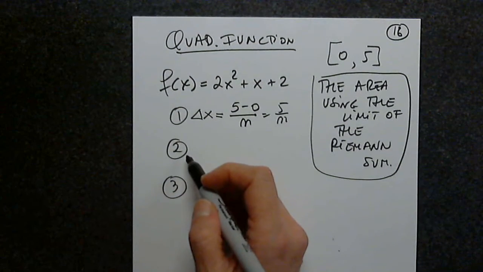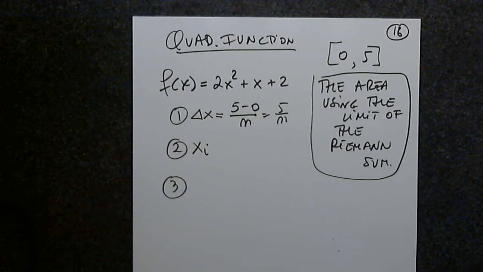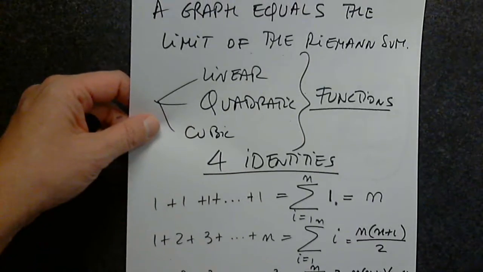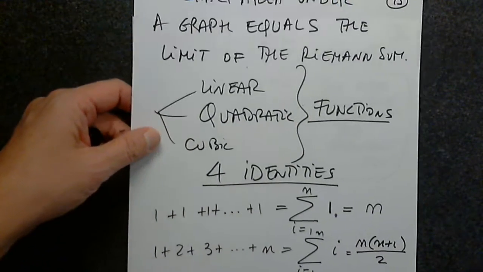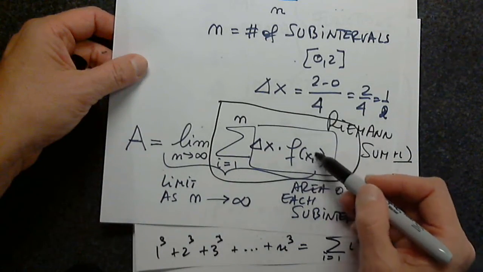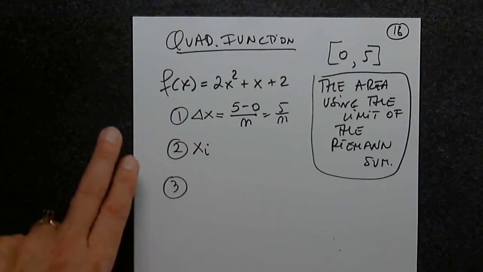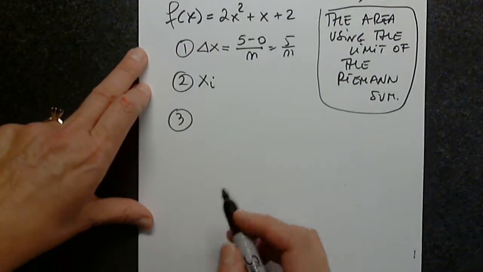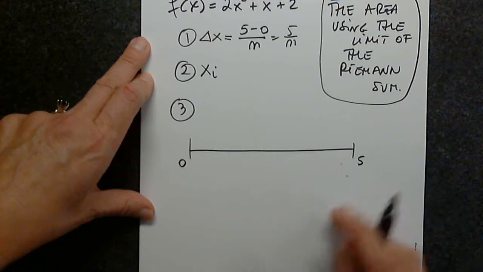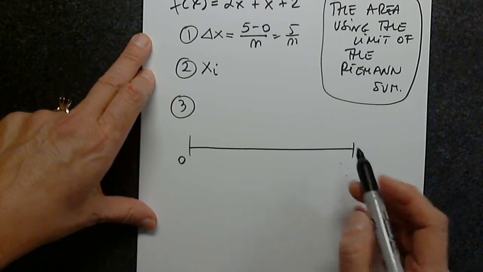Okay, number 2. We have to determine xi. What is xi? It's this number that moves from left to right. It's this x value for which I determine the height. Okay, there is a long discussion about it. In our case, we chose 0 to 5. We're dividing the interval into n pieces.